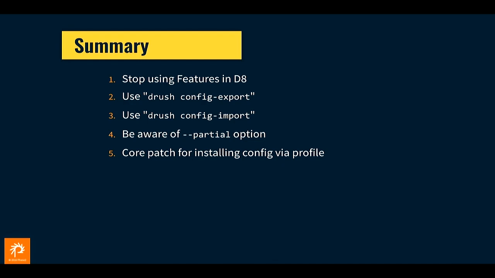Use that core patch. Start using that core patch so you can install config from your profile. If you have profiles, start to convert to profiles. It will make your life easier. Give some comments in that issue queue to the core people. Like, let's try to get this RTB seed so we can get it in 8.4 before the cutoff date.